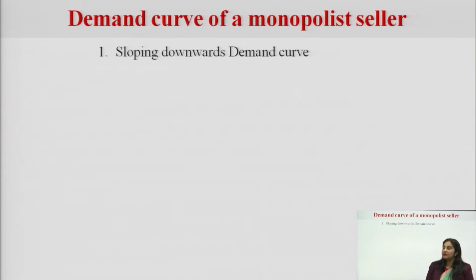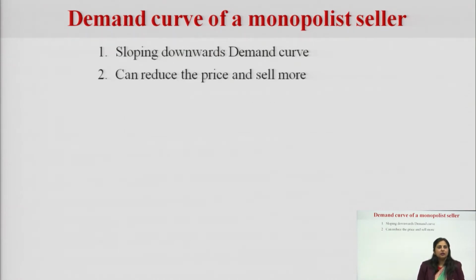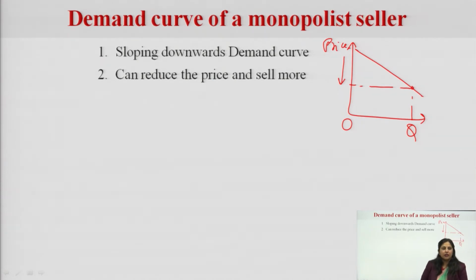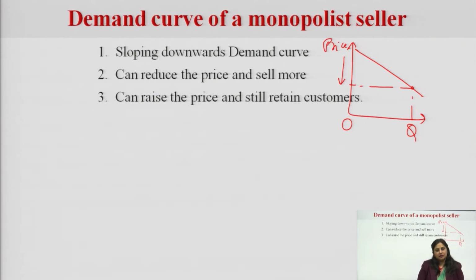There are some important points to remember. The demand curve is sloping downwards, because we have already said that the demand is inelastic, but not perfectly inelastic, which is why it has a negative slope. If the demand curve is falling downward, the seller can reduce the price, and if he reduces the price, he can sell more quantity to the consumer. He can also raise the price and still retain customers, because there is no close substitute and no other seller selling the product.